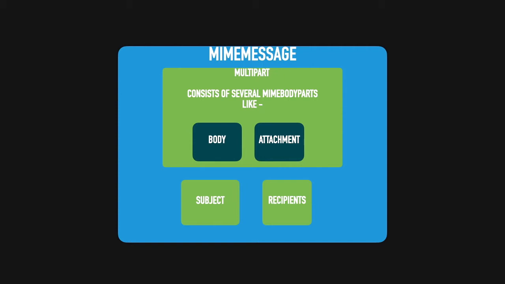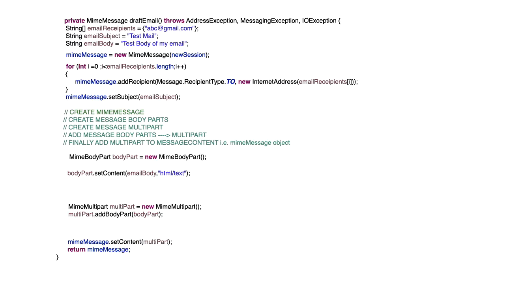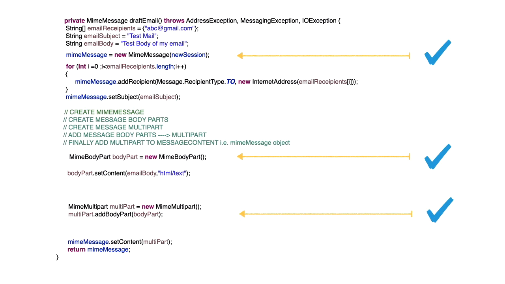In the previous video, I only had the body part inside the multipart. But in this video, I will show you how you can do the attachment part also and add it to the multipart. So this is the code snippet of the draft email. Here you can see you have the MIME message object created. You have the MIME body part created, and then you have the multipart object also created, and the MIME body part has been added to multipart. So in this video, we will do a little modification and make multipart include the attachment also. So just three lines of code and you are good to go.